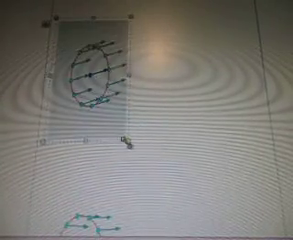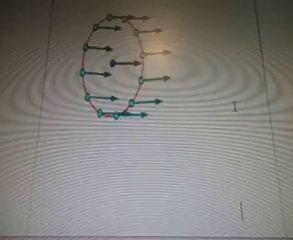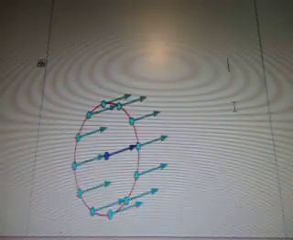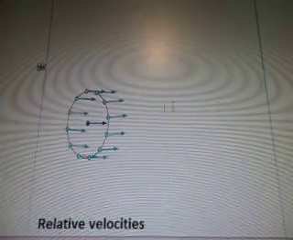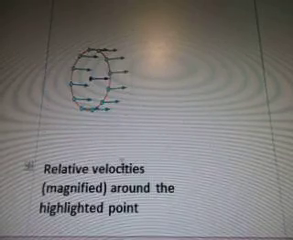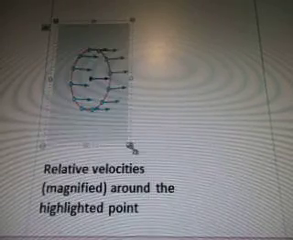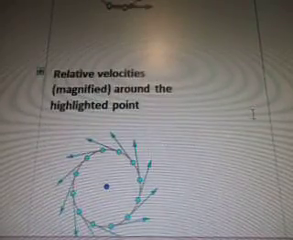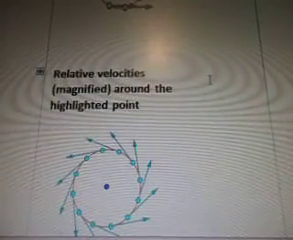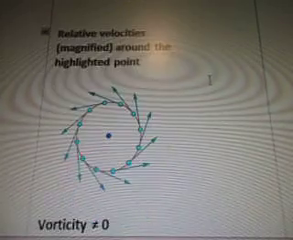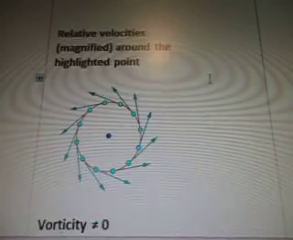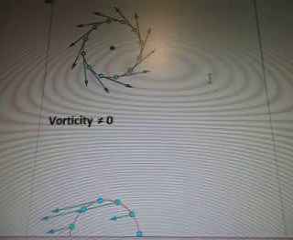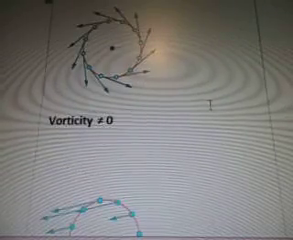And it looks like they angle up. See, here they're going straight ahead, and here they're angling up. And then what are they doing in this one? They're going straight again. So they go straight, look up. It's like you look up with your neck and you look back down again, okay? Relative velocities magnified around the highlighted point. Almost looks like a pinwheel, doesn't it?